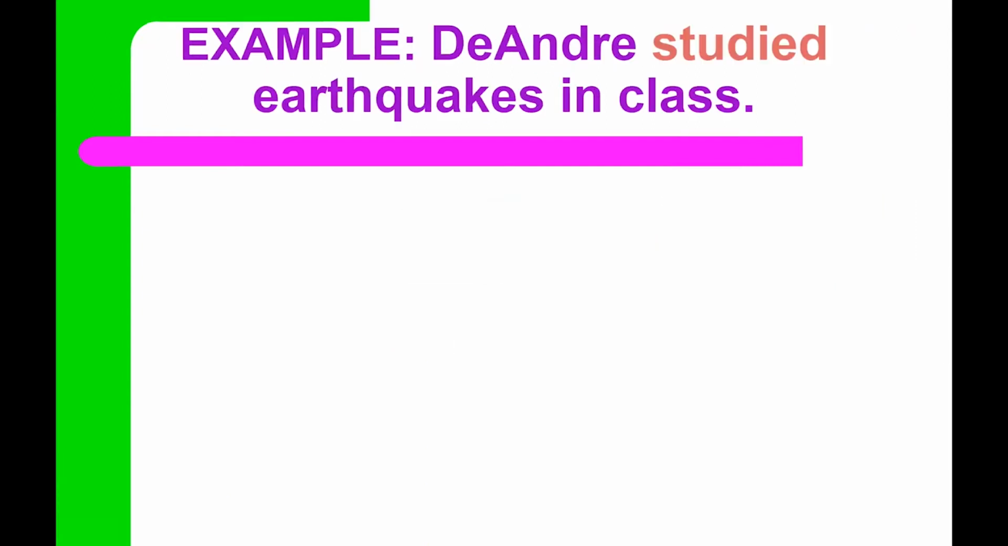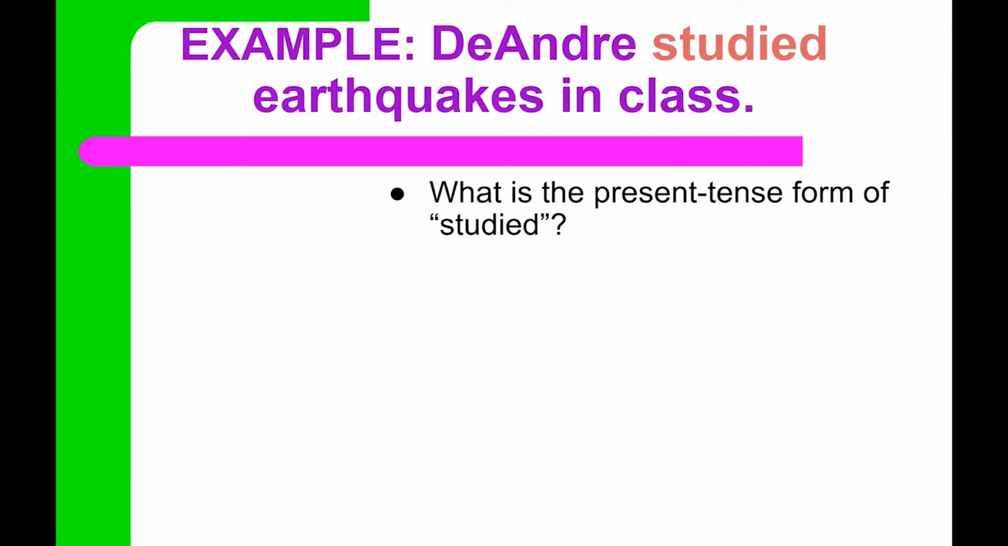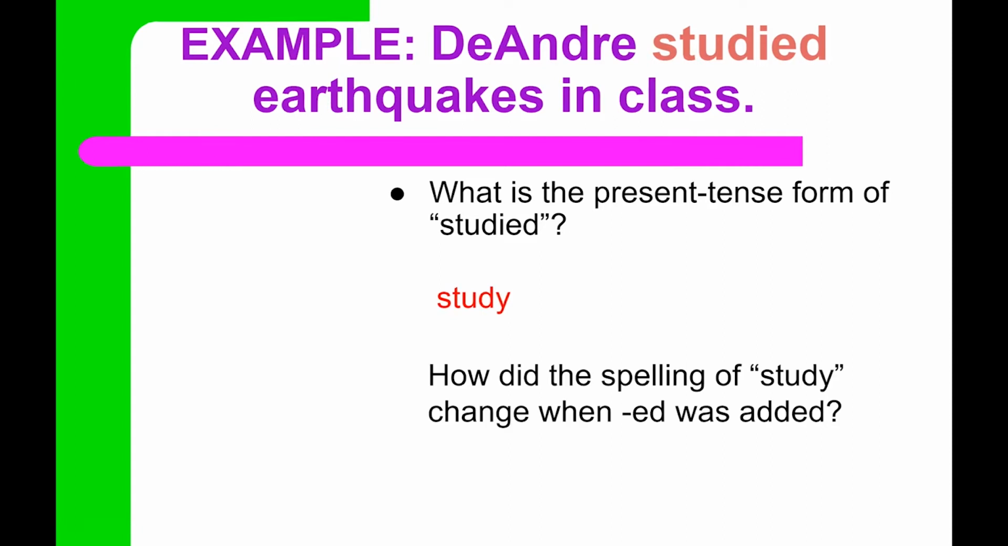Now let's look at a couple examples. DeAndre studied earthquakes in class. What is the present tense form of studied? If you guessed study, you'd be right. How did the spelling of study change when ed was added? Any guesses? The y changed to an I before we add the ed.